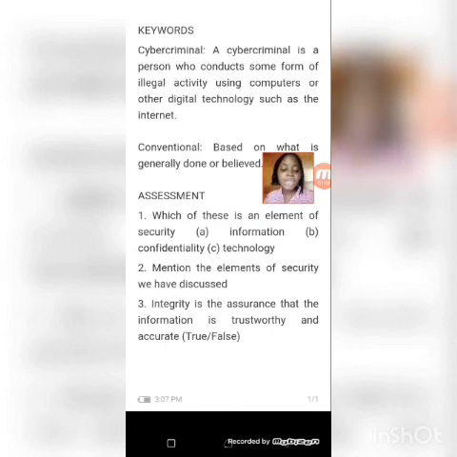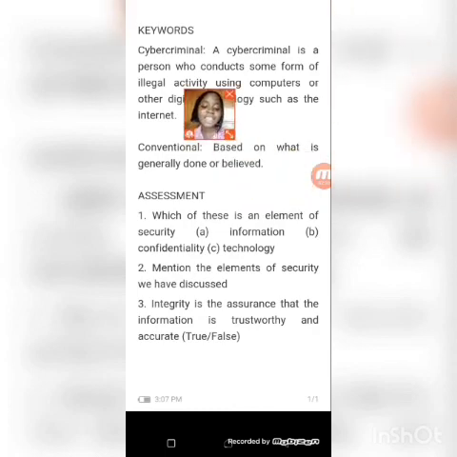Number two, did you get the answer to number one? What is it? Confidentiality, correct. Number two, mention the elements of security we have discussed. Number one, confidentiality. Two, integrity. Three, authenticity. And four, availability. Right. Number three, integrity is the assurance that the information is trustworthy and accurate. True or false? True. That's correct.